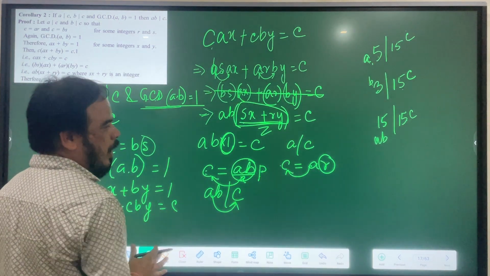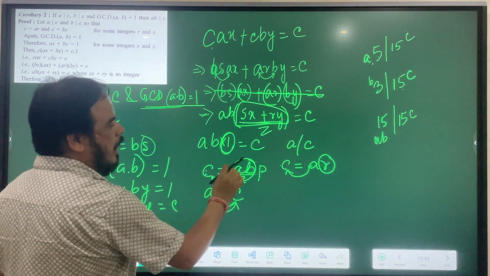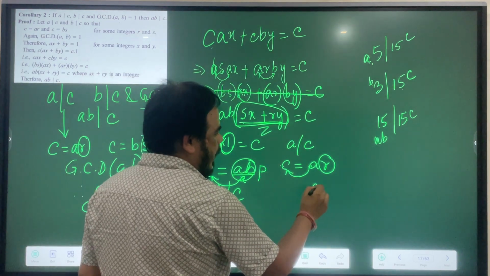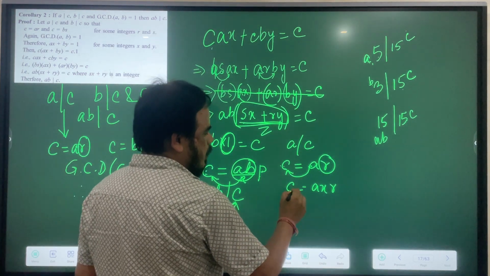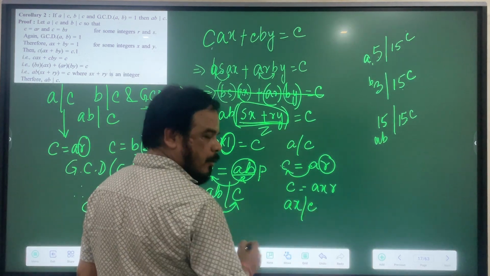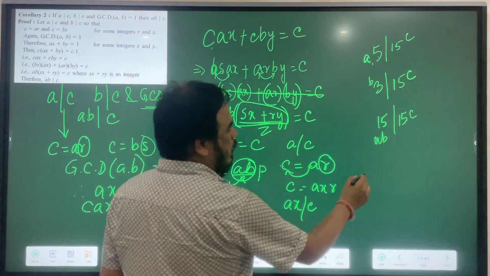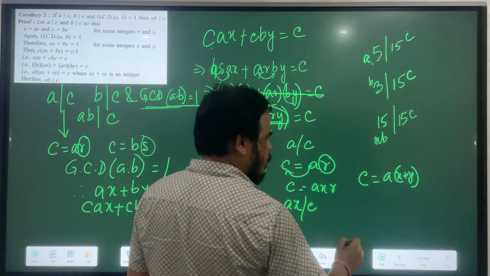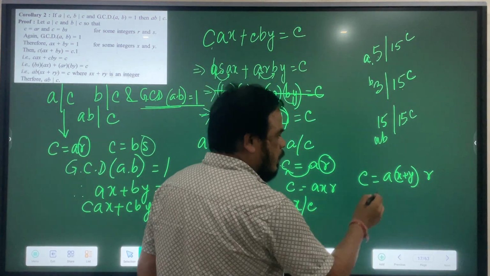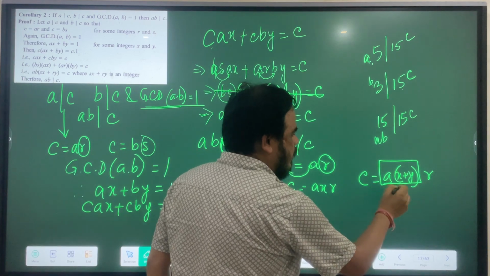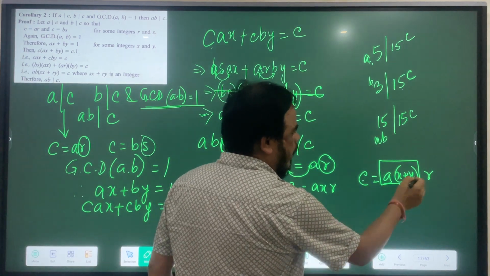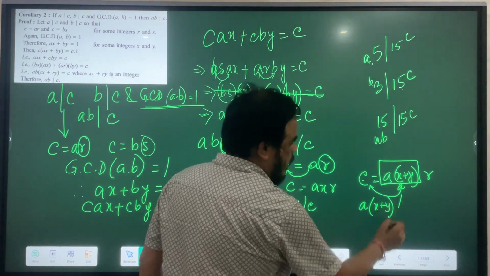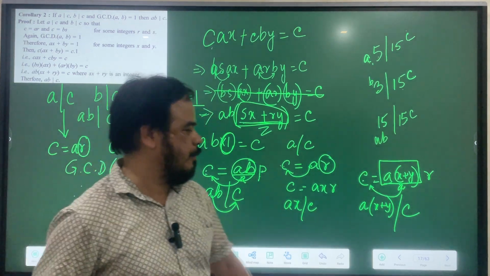You just have to understand what I am going to write. ar equals c, so a divides c. If I write ax, r equals c, that means ax divides c. I hope you understand. Again, c equals a into (x plus y) into r. This one just think of as a. C equals ar, so a divides c. What is it? a into (x plus y) divides c. Hope you understand.